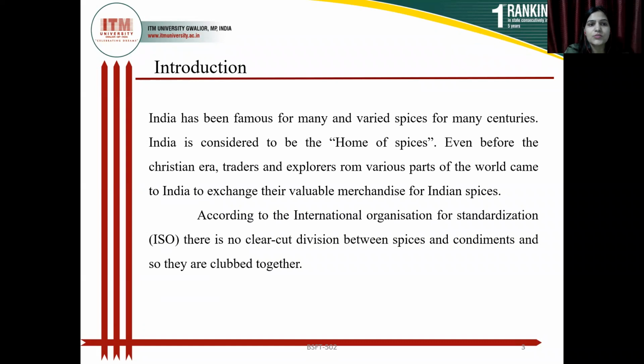What is this? Spices. India has been famous for many and varied spices for many countries. India is considered to be the home of spices. Even before the Christian era, the traders and explorers roamed various parts of the world and came to India to exchange their valuable merchandise for Indian spices. According to the International Organization for Standardization, there is no clear-cut division between spices and condiments, and so they are clubbed together. Okay, so there is no such classification for dividing these spices and condiments. That's why we just club them together and use spices or condiments as the same.